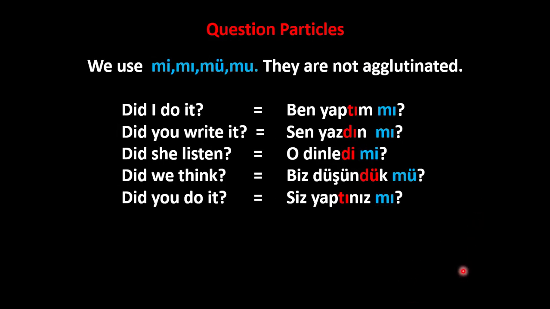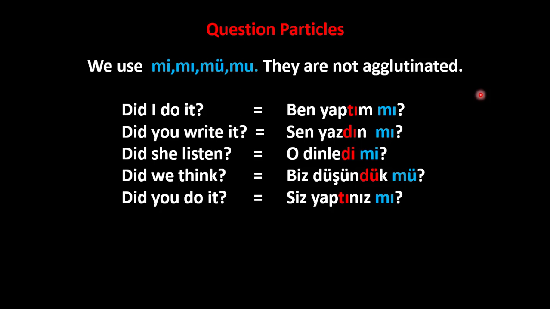Question particles. Still talking about the past tense for witnessed events, you use the suffixes -dı, -di, -du, -dü. In this case, I will not call the question particles suffixes, because they are not agglutinated. A suffix has to be added to a particular word.